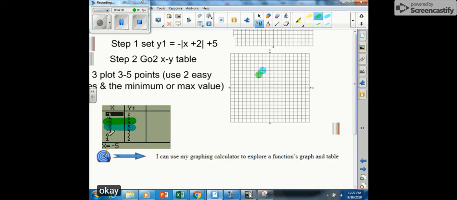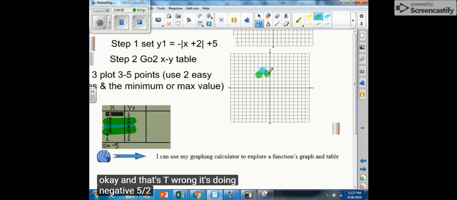Boom. And let's do -5, 2. 1, 2, 3, 4, 5. 1, 2. Okay, let's do 1, 2. 1, 2.